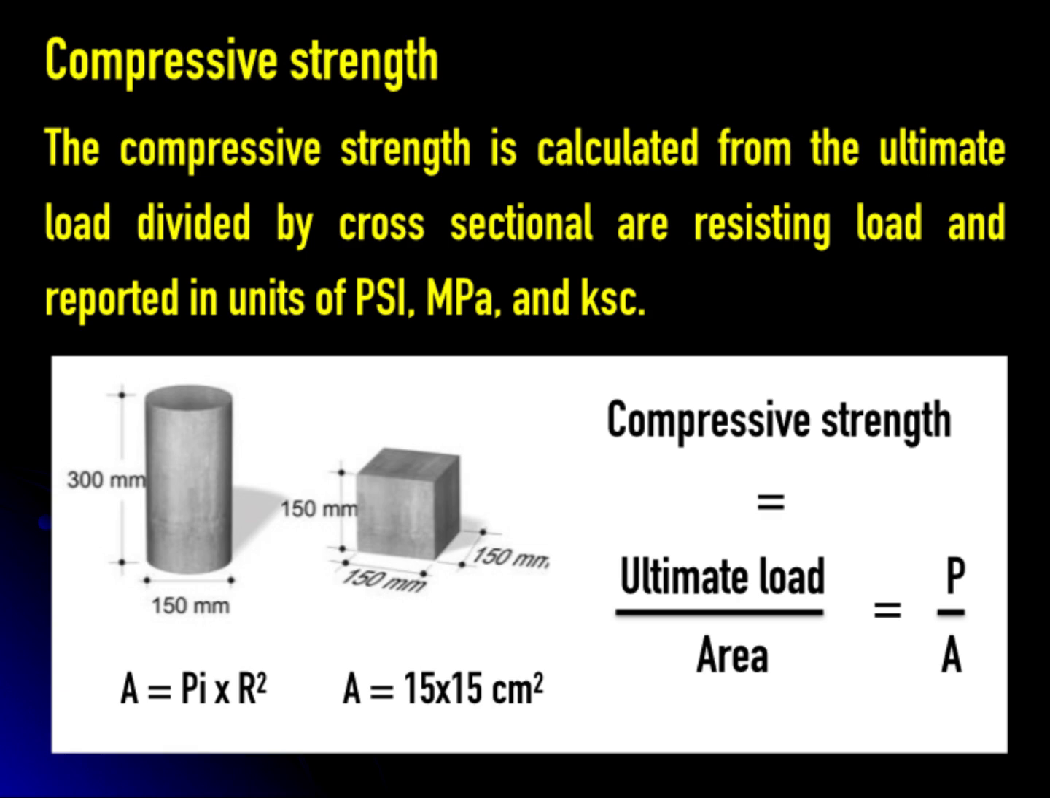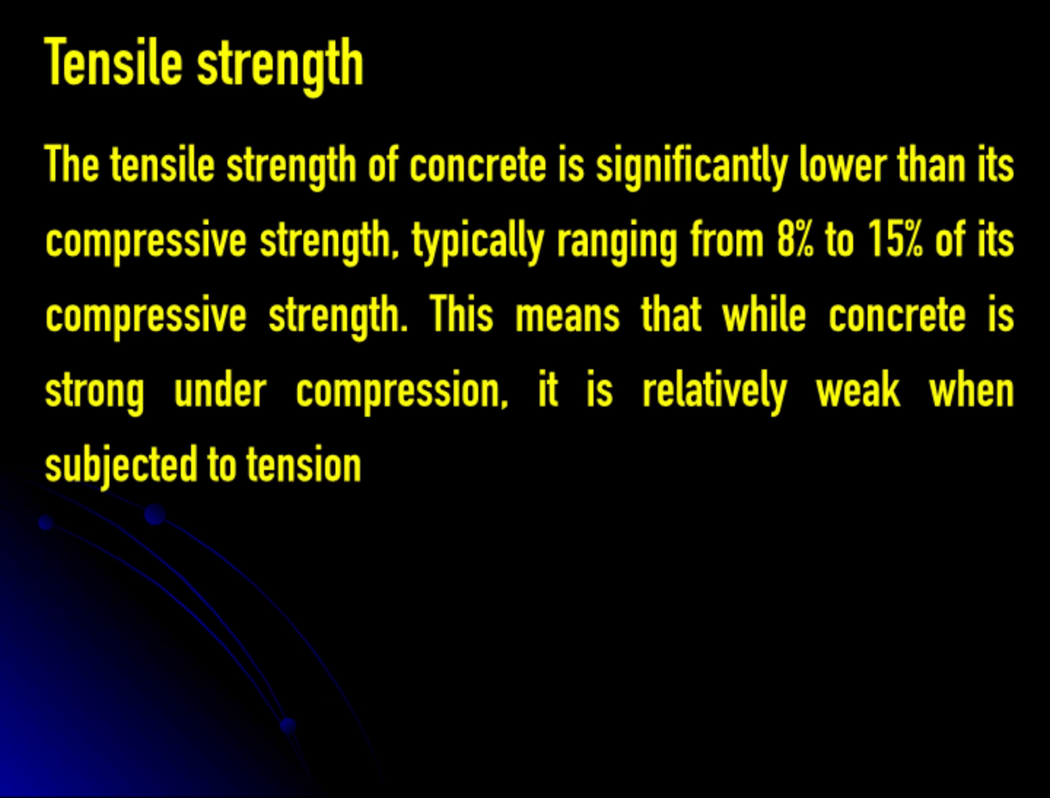Tensile strength. The tensile strength of concrete is significantly lower than its compressive strength, typically ranging from 8% to 15% of its compressive strength. This means that while concrete is strong under compression, it is relatively weak when subjected to tension.